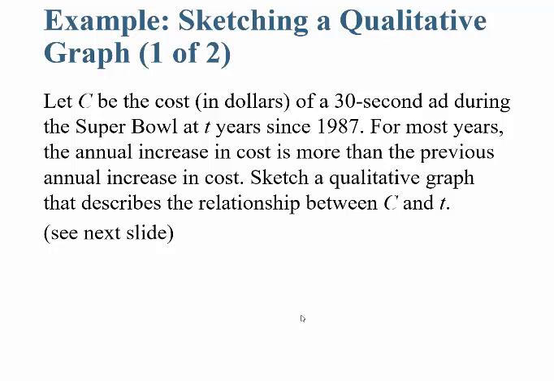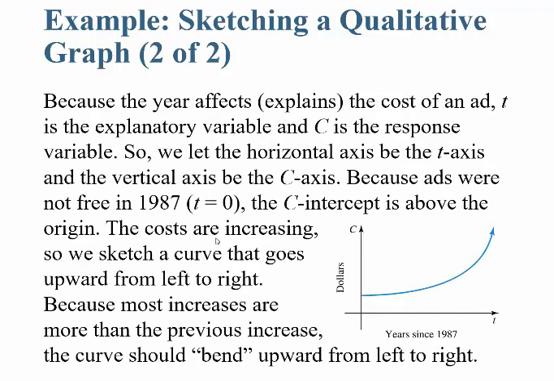These 30-second commercials, right? For most years, the annual increase in cost is more than the previous annual increase in cost. What that means is the cost is skyrocketing. If the cost two years ago changed by $1,000, that doesn't mean it's going to be another $1,000 change next year. It's going to go up even more. So sketch a qualitative graph that describes the relationship between C and T.